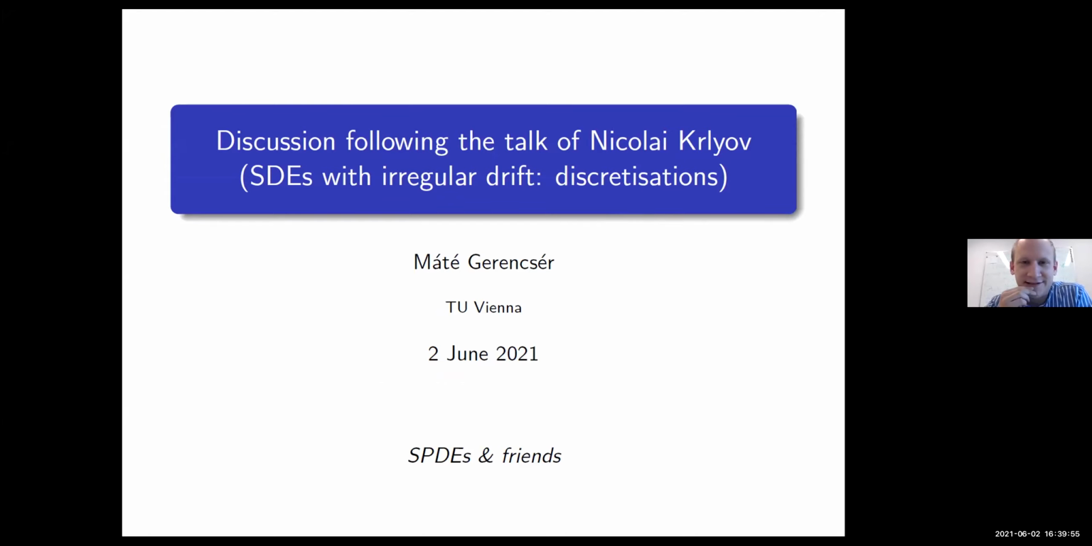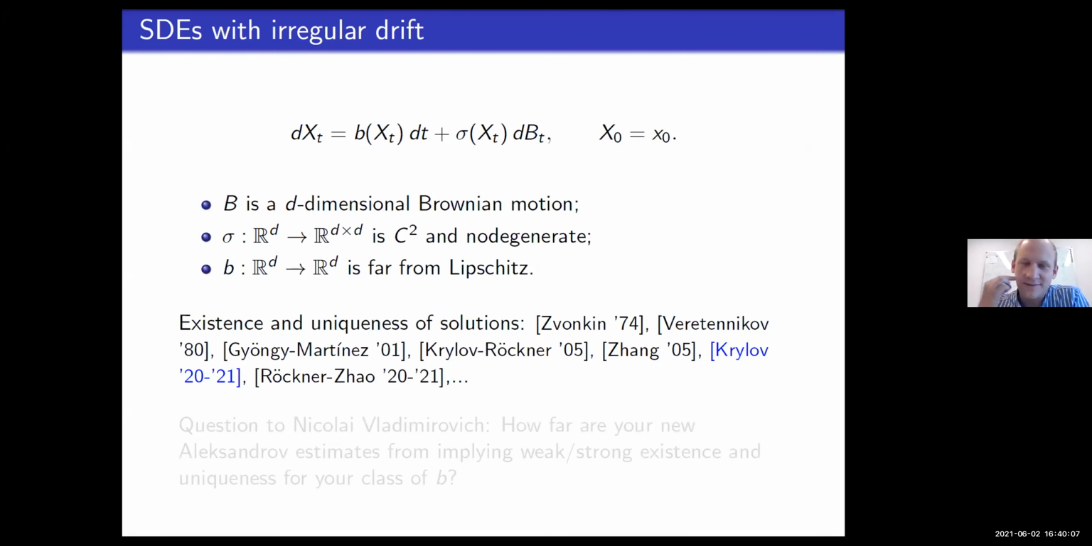So I will discuss, I would say a little bit tangentially, what we heard in the previous talk. And so what I would maybe focus on a little bit more is considering the solutions of such equations, stochastic differential equations with irregular drift, which are driven by some Brownian motion B in d dimensions.